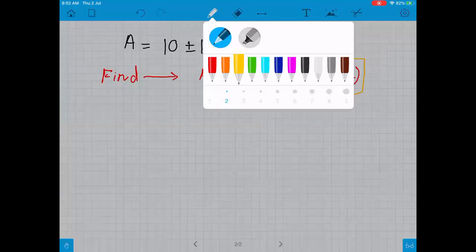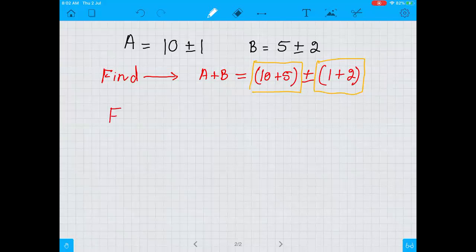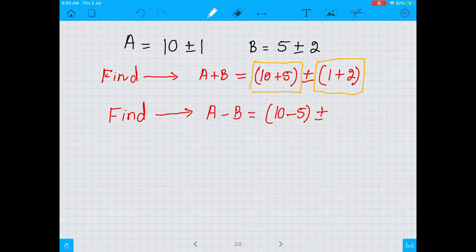Now, if the examiner asks you, instead of addition, go with subtraction. Find A minus B. Then the answer would be 10 minus 5 plus minus 1 plus 2. So if the values are added or they are subtracted, the uncertainties are added in any case.